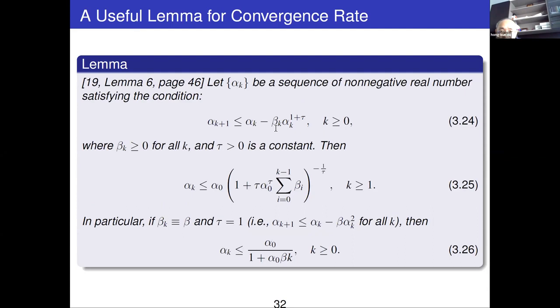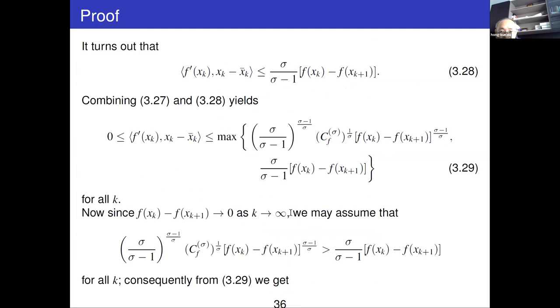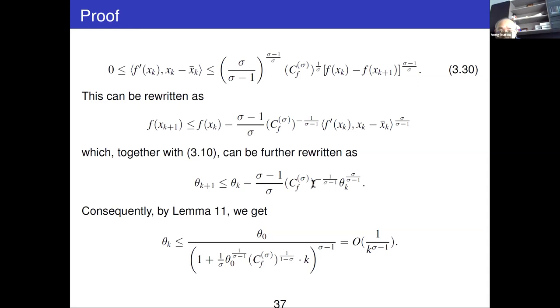In this case, if you compare this inequality here, look. So I can apply Polyak's inequality to get this. Now the rate is precisely capital O of 1 over k to the sigma minus 1. Okay, this is the result I got here.